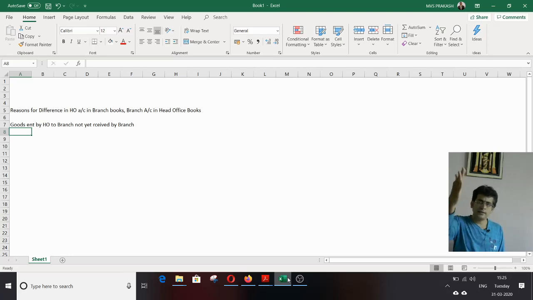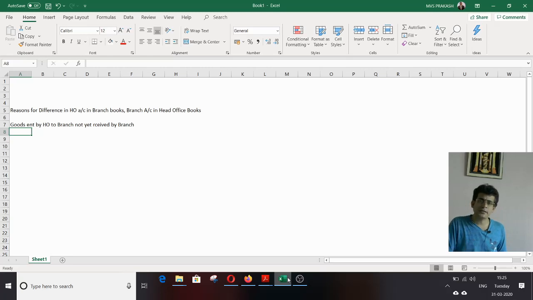So Delhi, Vizag, there is a lot of distance. So ultimately, the books will be closed on 31st March. On the date, the branch office does not receive the goods. So ultimately, the balance in the head office books is different, the balance in the branch books is different. So that is the reason I need to do some sort of reconciliation.